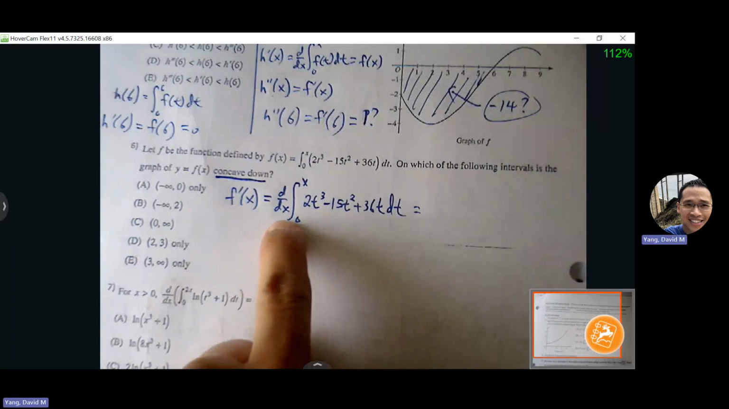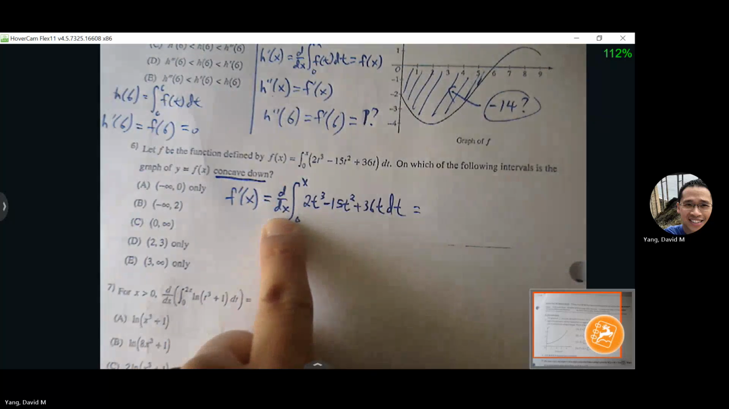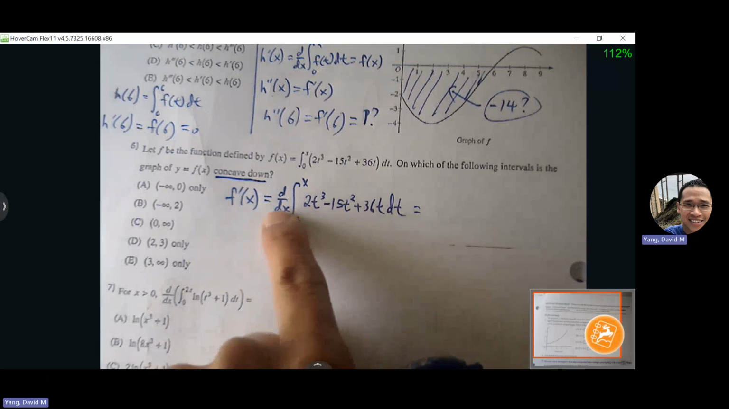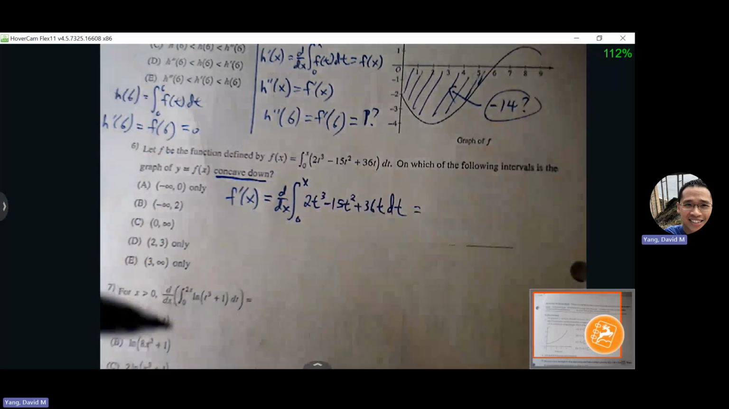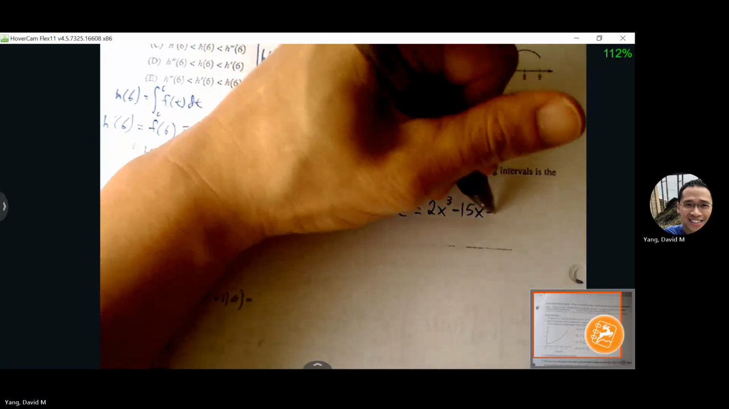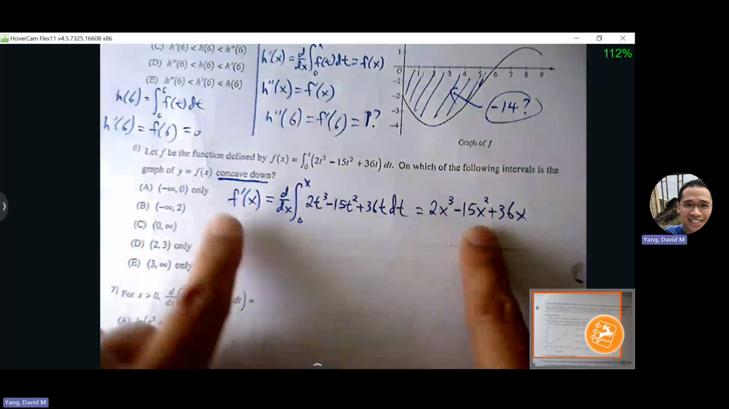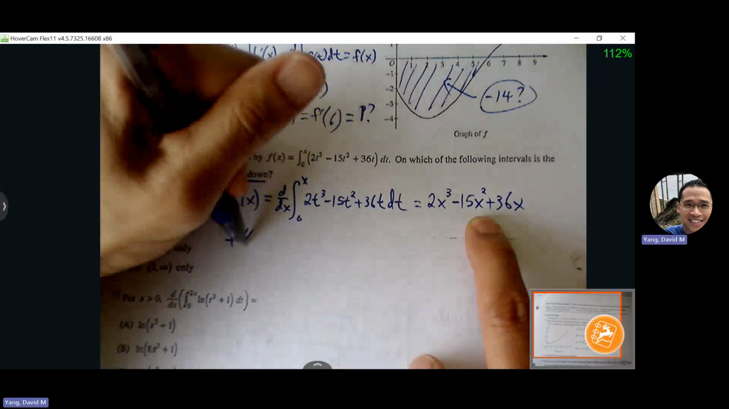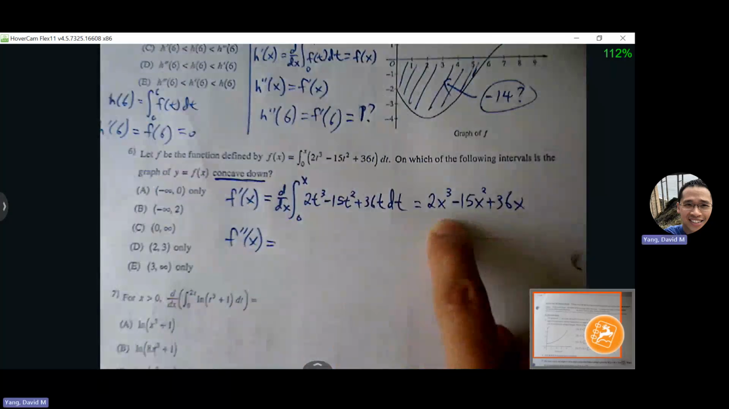What's going to happen if I take the derivative of the integral? Yeah, just plugging the x, right? This expression is not going to change. I can just wipe this out and replace every t with x. So this is my f prime. So now f double prime, it's just another derivative down, right?